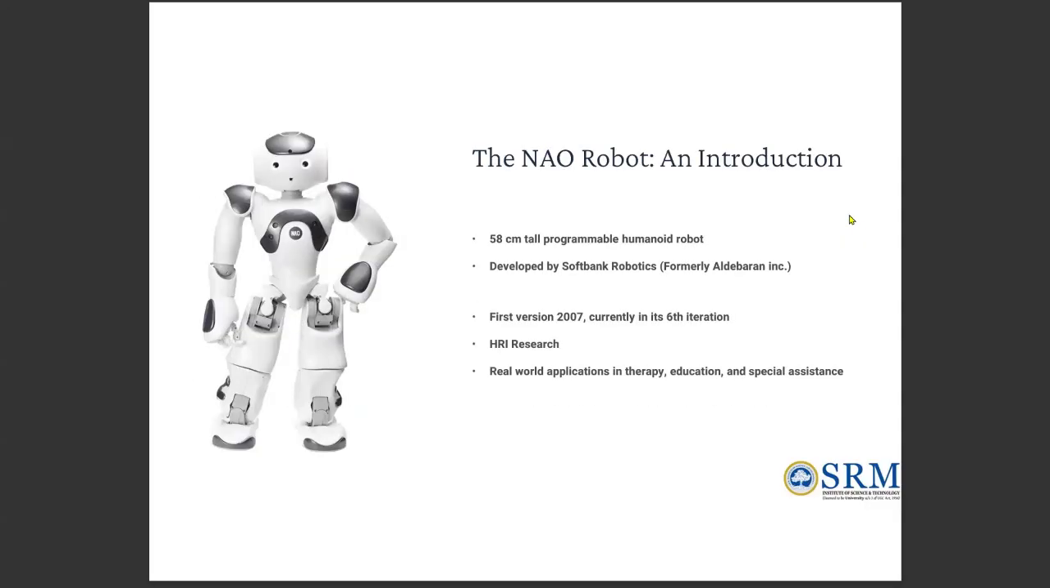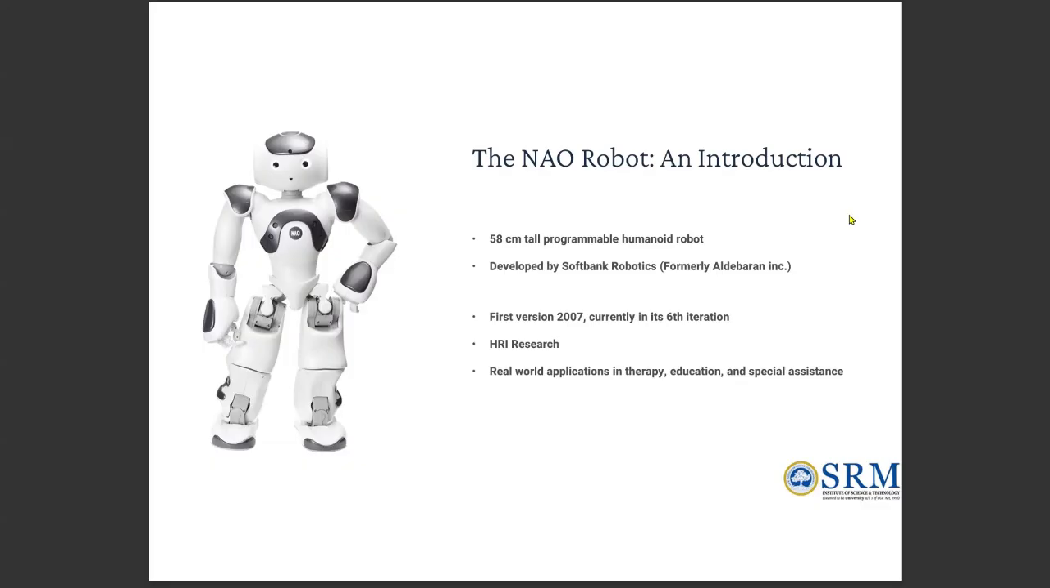So, just an introduction. A lot of you might not know what NAO is, right? NAO is a humanoid robot that was made by SoftBank Robotics, formerly known as Aldebaran. It's a 58 centimeter tall programmable robot. It has 25 degrees of freedom. The thing is, its hip joint has two motors, but they operate synchronously, so instead of 26, it's actually just 25 degrees of freedom. Yesterday, sir would have explained what exactly degrees of freedom is.